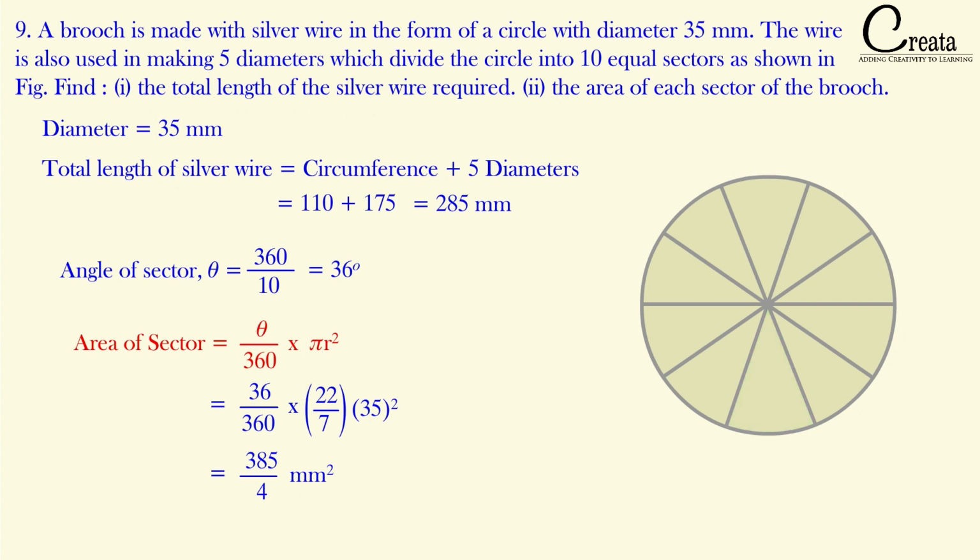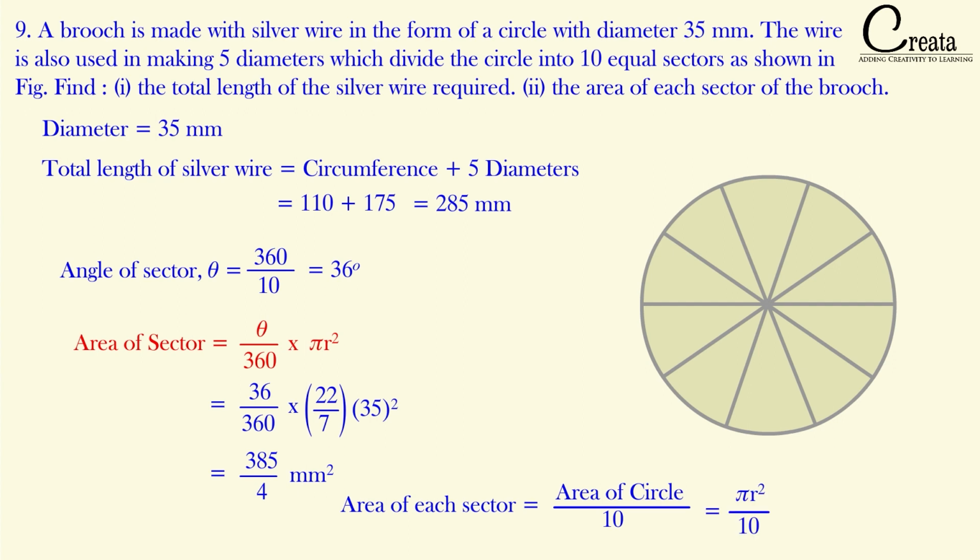We can also use an alternative approach in which we do not have to use the area of the sector formula. In this alternative approach, we will find the area of the complete circle. And we have a total of 10 sectors. Basically, the complete area of the circle is divided into 10 sectors. So the area of each sector will be equal to the area of the circle upon 10. Each sector is the 10th part of the complete area of the circle.